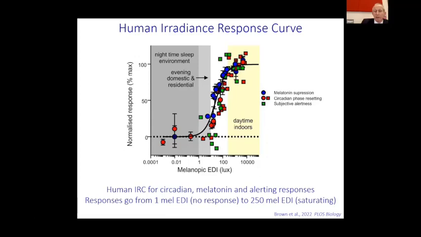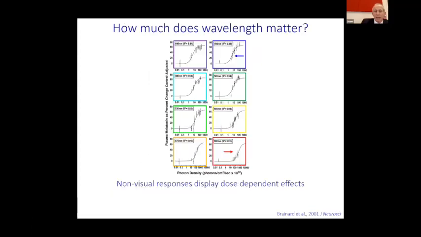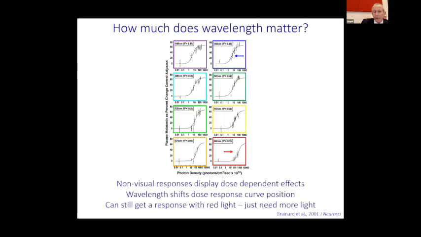So these responses occur over several log units. And similarly, going back to old data from Bud Brainard on melatonin, an action spectrum for melatonin suppression, we can see these responses to different wavelengths of light. They all show dose response curve characteristics, and where the response is more sensitive, the curve is pushed in this direction with blue light, and where it's less sensitive, it's pushed towards the right. As a result, you can still get responses with red light, you just need more of it.